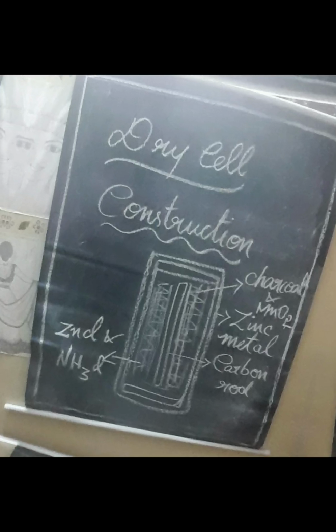And what is the working of the zinc chloride? What is it doing there? The work of zinc chloride is that it protects the moistness of the paste. And then we also have a muslin bag. What do you mean by muslin? It's a fabric, one type of cotton fabric. This muslin bag contains manganese dioxide and charcoal, which is around the carbon rod.